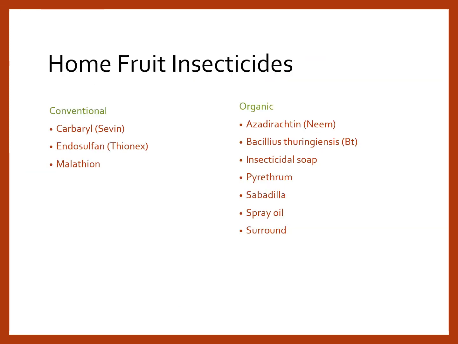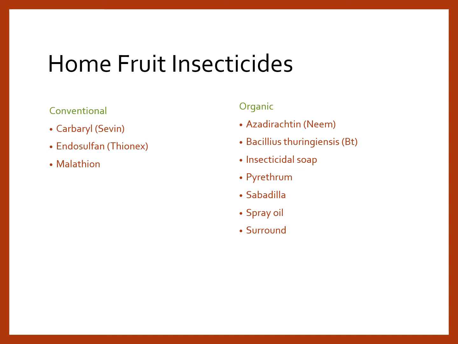So here is a list of insecticides that I put together, if you want to do some sprays for yourself, just to give you a list of what you might need. These are the insecticides. If you're going to do the conventional, you need Sevin, which is carbaryl, endosulfan maybe, which is Thionex, and then malathion. Definitely Sevin and malathion.